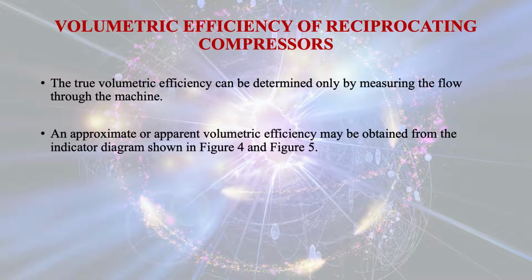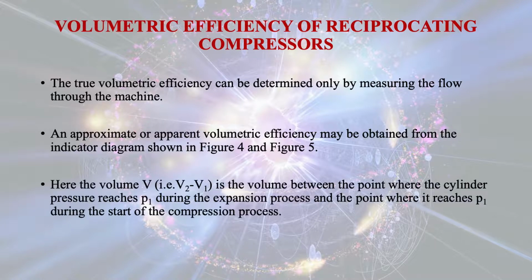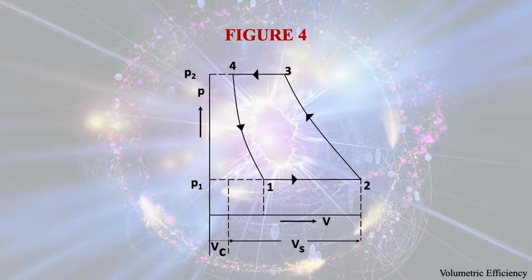An approximate or apparent volumetric efficiency may be obtained from the indicator diagram shown in figures 4 and 5. Here the volume V, that is equal to V2 minus V1, is the volume between the point where the cylinder pressure reaches P1 during the expansion process and the point where it reaches P1 during the start of the compression process. This is the indicator diagram for the compression process.